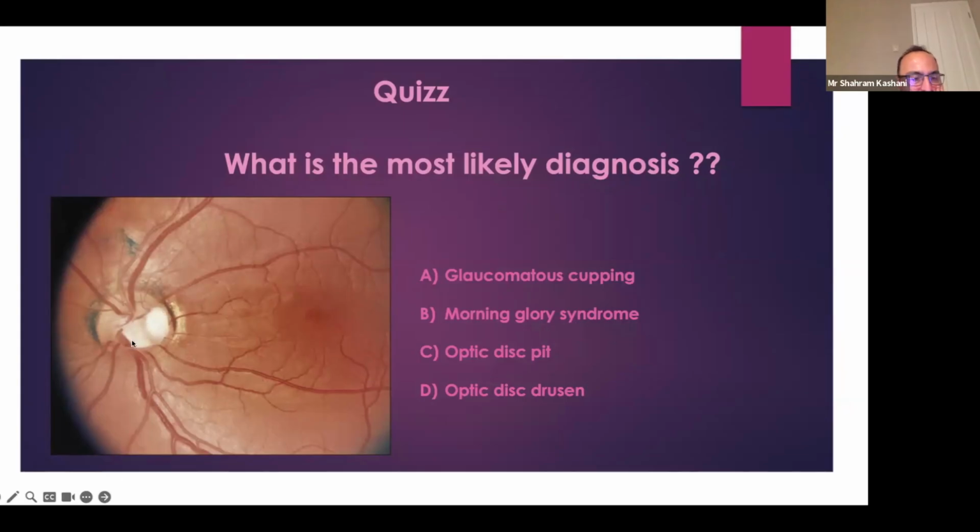Cupping tends to be thinning of the inferior or superior nerve fiber layer. This is a very asymmetric kind of issue here. Morning glory syndrome tends to involve the whole disc, and the disc tends to look a lot bigger. Actually, you can still see the edge of it, but it looks a lot bigger. So this is optic disc pit, and patients with optic disc pit can get subretinal fluid, which can expand towards the macula and cause visual symptoms. And often the treatment for that is vitrectomy and gas to push the fluid back.